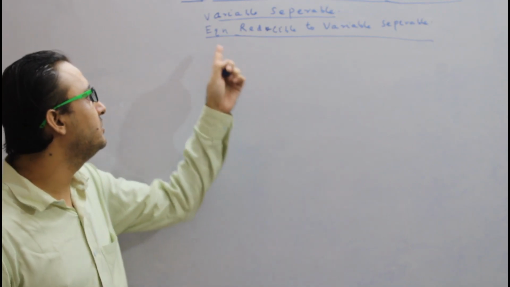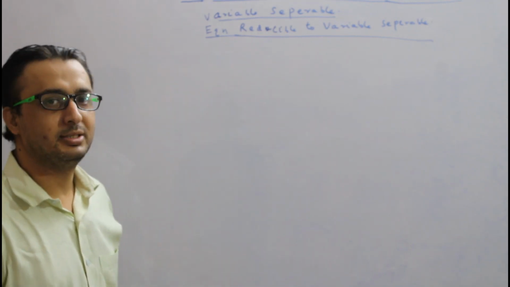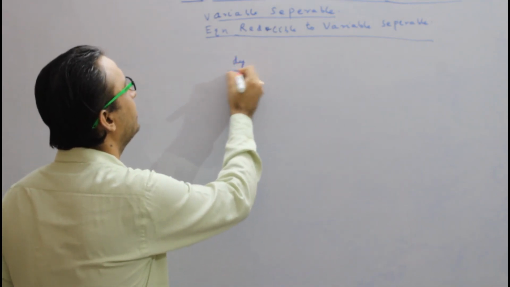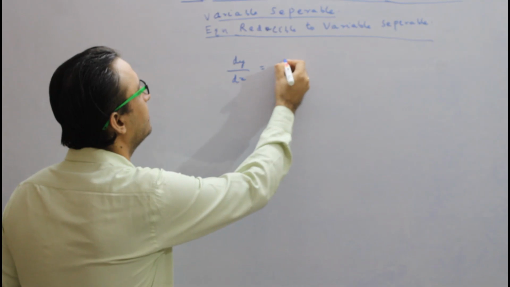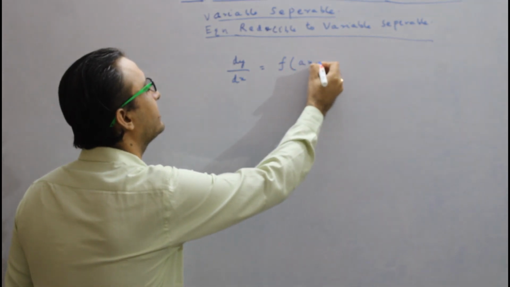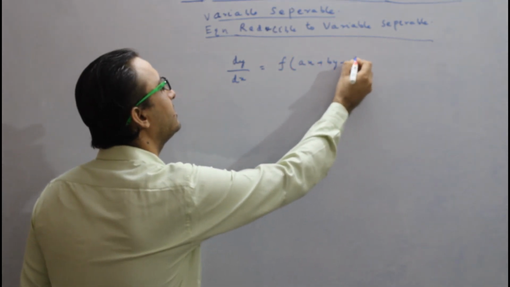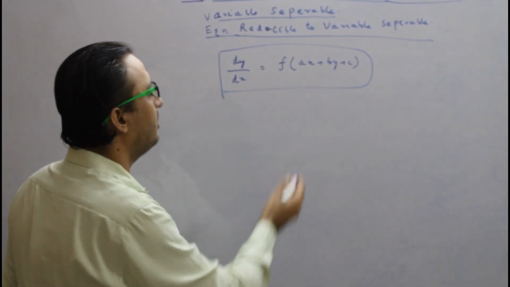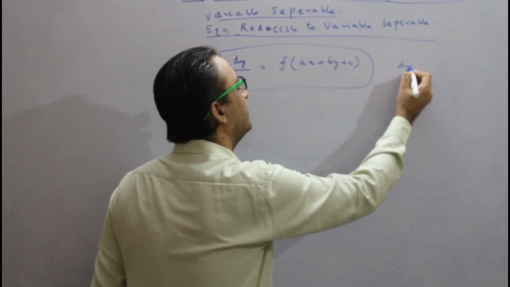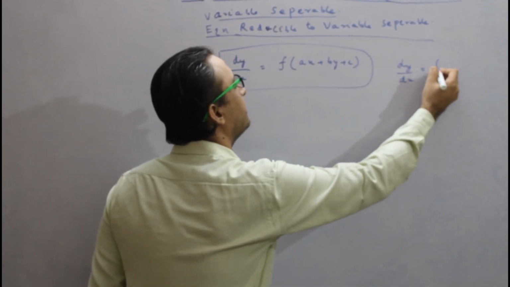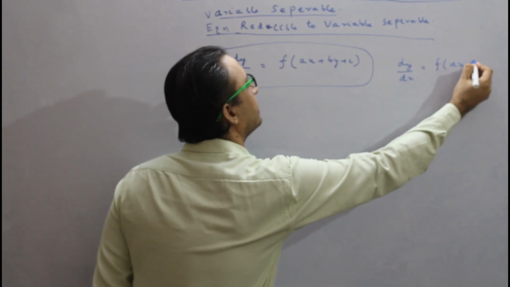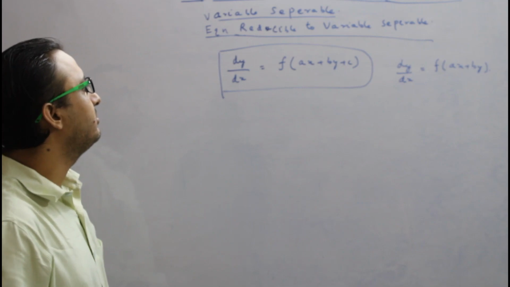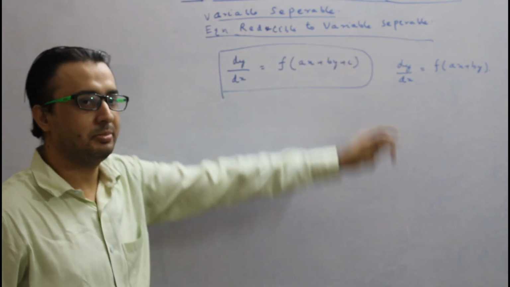So now we are going to continue with equations reducible to variable separable. And this one is of the format dy by dx is equal to f of ax plus by plus c. This could also be of the format, say, dy by dx is equal to f of ax plus by. So, we have to reduce this into variable separable.